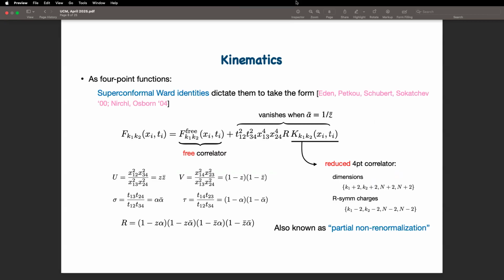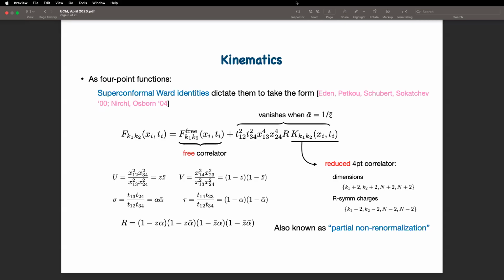Okay. Now, as I mentioned, we are going to use a sort of bootstrap approach to study these objects. And for this bootstrap approach to work, it's important to take advantage of the symmetries of the system. So I'm going to spend the next few slides to discuss the kinematics of these 4-point functions. I will discuss the kinematics from two complementary perspectives, first as 4-point functions, and then as defect 2-point functions.